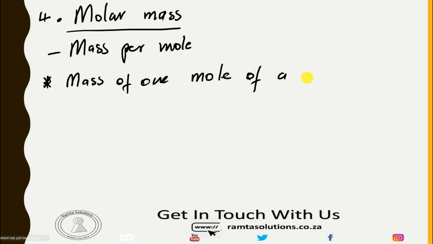Mass of 1 mole of a substance. We are talking about the mass of 1 mole of a substance. So you will be referring to molar mass, of course, when talking about an element. And you will also be talking about it later, as you are going to see now, when you refer to that of a compound.